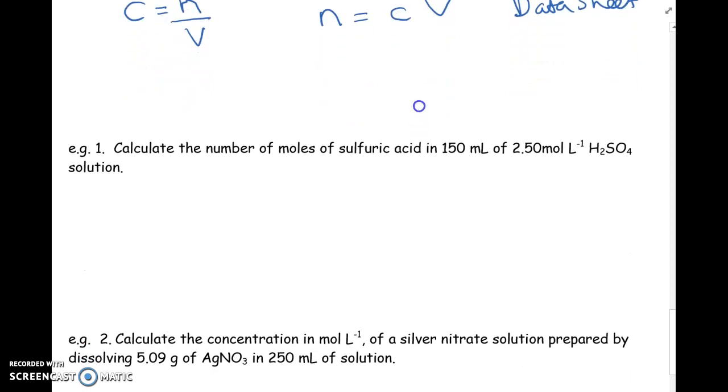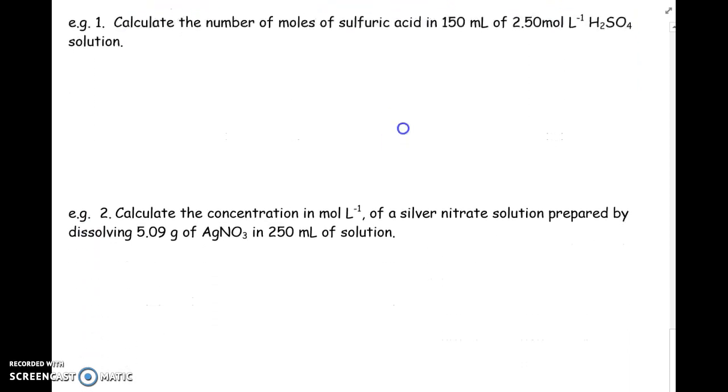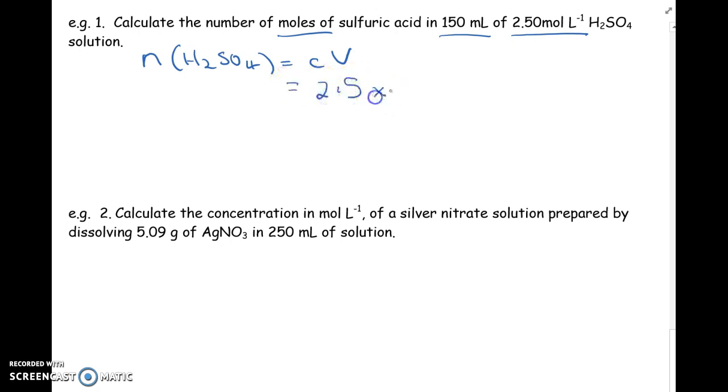So let's look at the first example. Calculate the number of moles of sulfuric acid if we have 150 ml of 2.5 molar sulfuric acid. So I write the formula, number of moles of sulfuric acid equals CV. The concentration was 2.5 and the volume was 150 ml, which we need to convert to litres, which is 0.15, and this comes out to 0.375 moles.